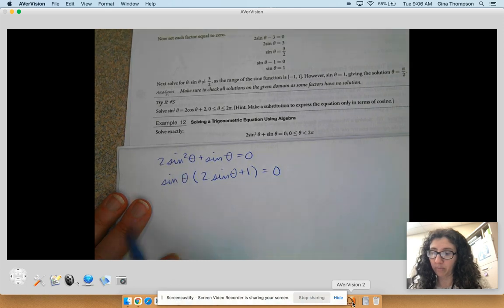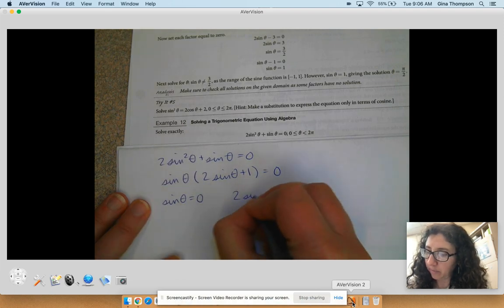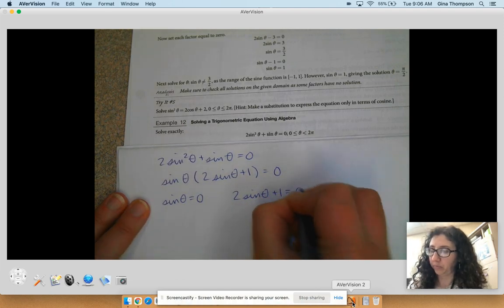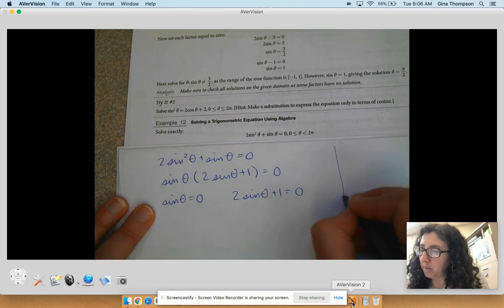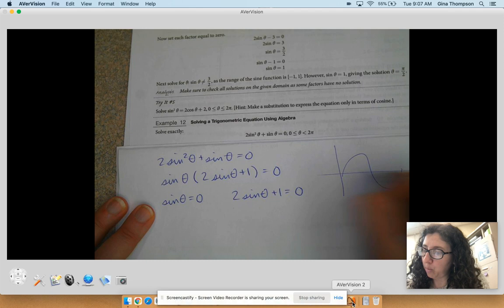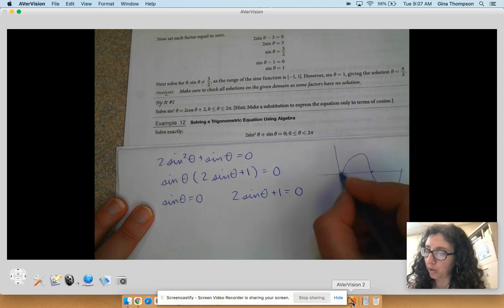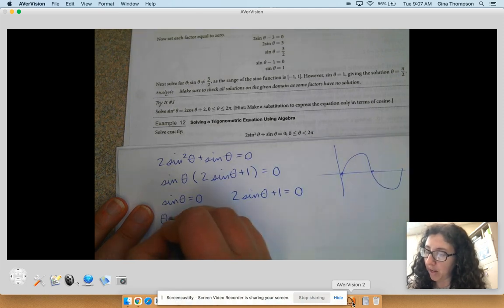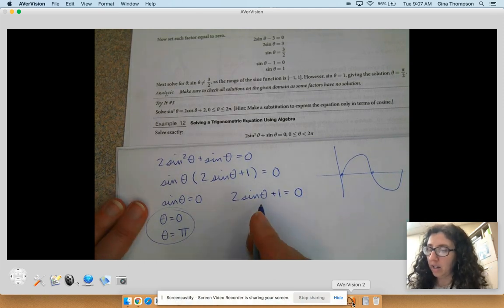Right? Okay, so now I can set each of these equal to 0, make two different equations. So let's see, sine theta equals 0, and they're asking me to solve this over 0 to 2 pi. So that's going to happen, and actually greater than or equal to 0, but less than 2 pi. So there's going to be two solutions. So this is going to happen when theta is 0 and when theta is pi. Right? And how about this?